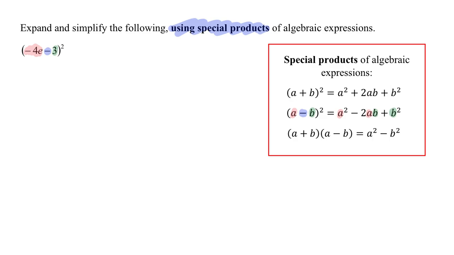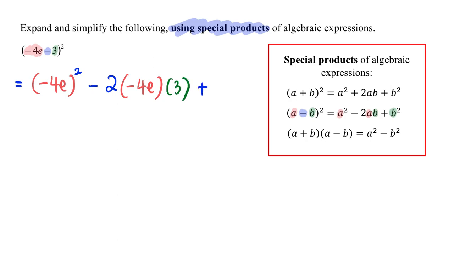And therefore, this one will be equals to (−4e)² minus my 2a, in this case is negative 4e, b is 3, plus my b². Once I've substituted the correct a and b into the correct special products, I'm going to simplify.